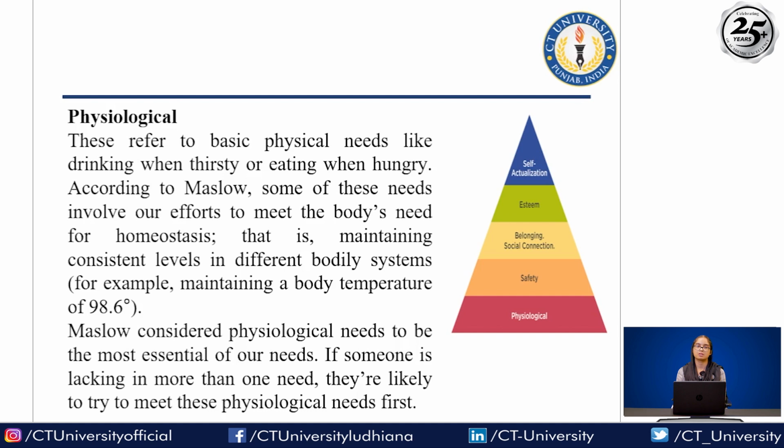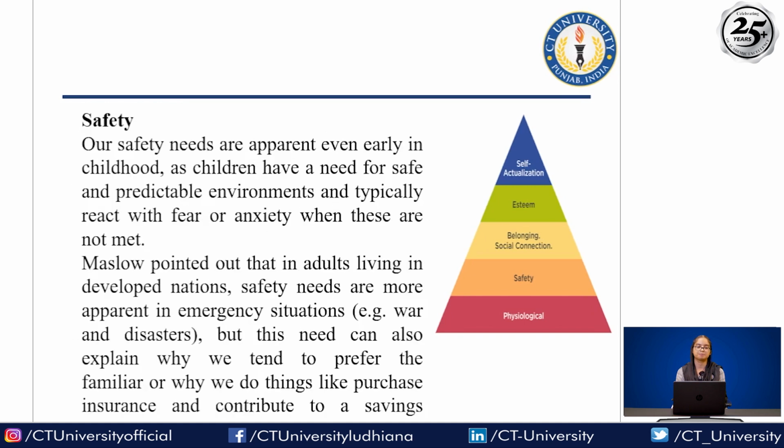First, physiological needs. These are the basic or biological needs of the individual, like the need for water when you are thirsty, the need for food when you are hungry. According to Maslow, some of these needs involve more effort in order to move the body into a homeostasis position. This is maintaining a consistent level of bodily systems. For example, you want to maintain the body's temperature. Maslow considered physiological needs to be the most essential of all the needs. If any of these needs is lacking, the individual will not go to any further stage and will put in more and more effort to fulfill this basic need. Once this need is fulfilled, then he will move to the next stage.